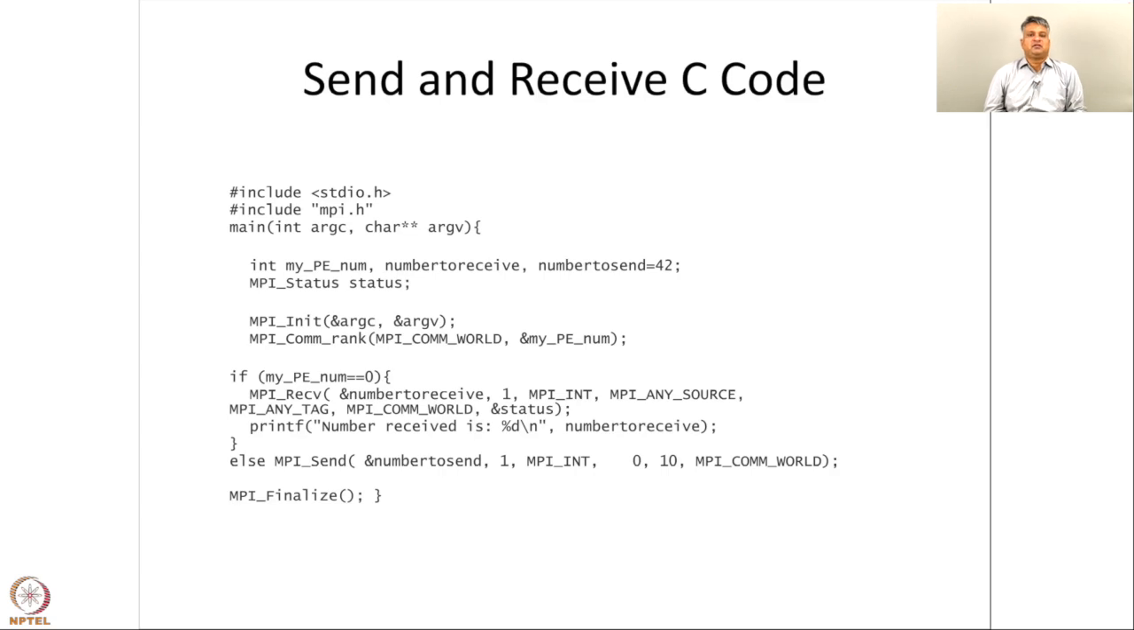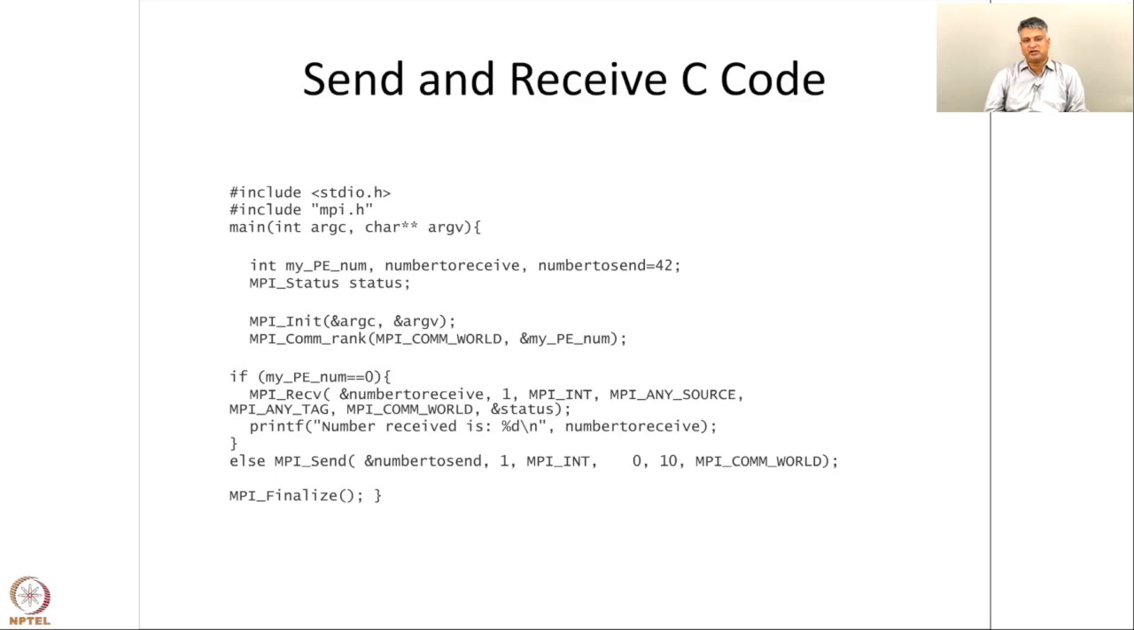So let us now look at a simple send and receive code written in C. Here we have my process number, and then two additional integers: number to receive, which has not been assigned any value, and number to send, which has been initialized to the number 42. That is the message we would like to send. We have the MPI status variable, which will give me the data structure of the send and receive. And then after that, we have MPI init, which initializes the MPI environment.